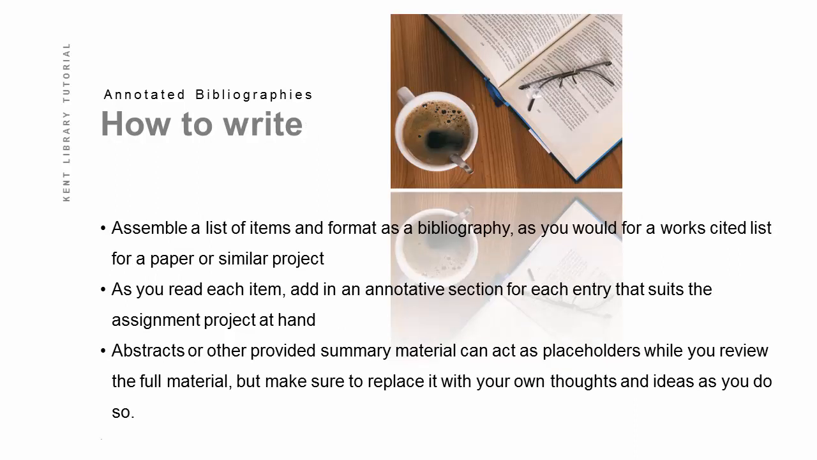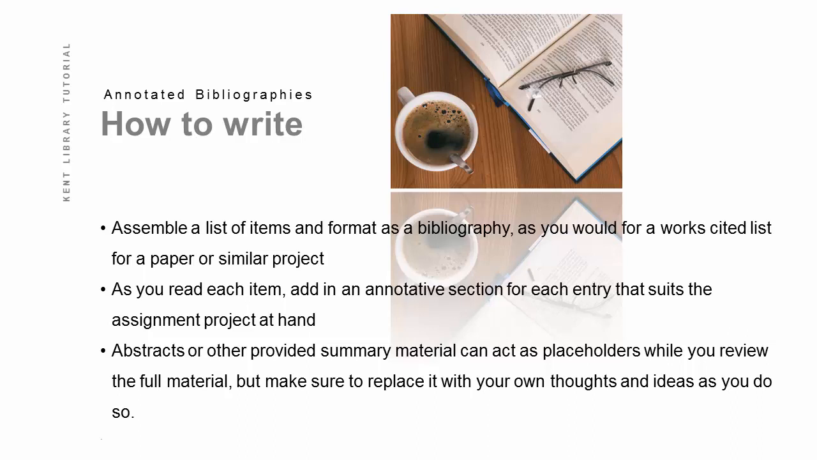The process for writing an annotated bibliography is as follows. First, assemble a list of items and format them as a bibliography, as you would for a works cited list for a paper or similar project, using the style guide specified by your professor or one of your preference.